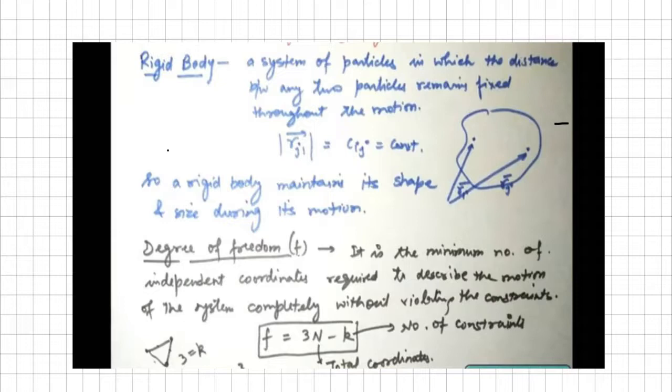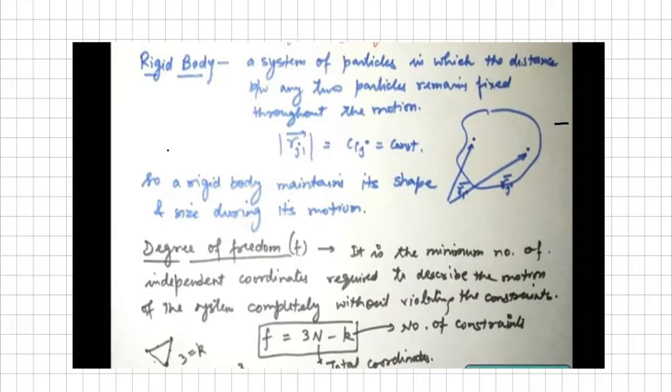This is a very basic concept that we have studied in 12th physics. Then after studying rigid bodies, we should also know what degrees of freedom are. This is also basic. Degree of freedom is the minimum number of independent coordinates required to describe the motion of the system completely without violating the constraints. For a rigid body, the minimum number of independent coordinates required to describe the motion is six, because there are two types of motion.